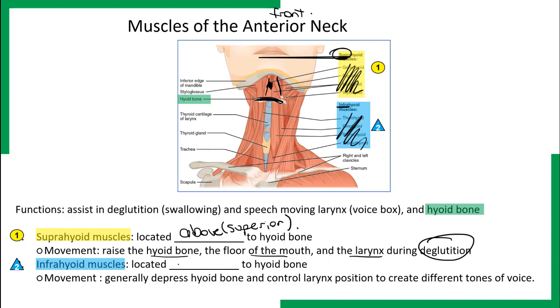The infrahyoid muscles are located below or inferior to the hyoid bone. And you can imagine that if these muscles contract, they become shorter. And so basically they move the hyoid bone down. And together with the suprahyoid muscles, they work together to create different tones of voice. So they help us talk and project our voice and give us the resonance, helping to move our vocal muscles.